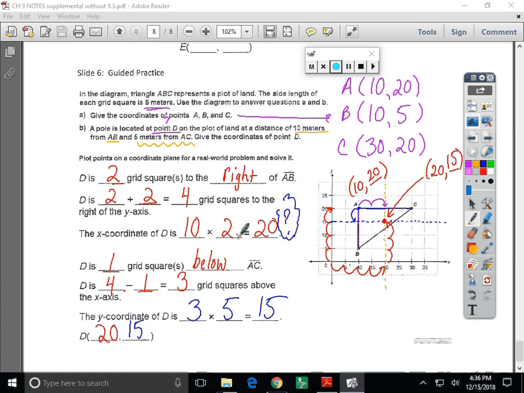The x-coordinate of D is not 20. It is 20. This is what I'm missing. The 4 grid squares, that's what we're going to plug in here. We have 4 grid squares times 5 in each, meaning we're counting by intervals of 5. We do get to our 20. Ugh.